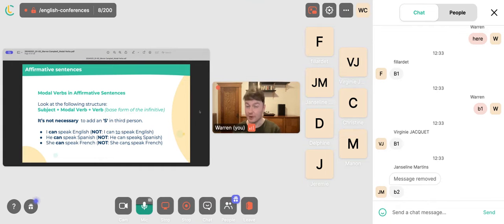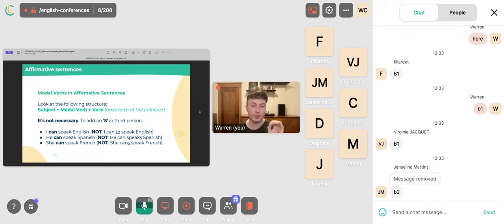So, in affirmative sentences, the structure is quite simple. We have subject, the modal verb, verb. Okay, the base form of the verb, I should say as well. It should also be noted, we do not add s to the third person. We don't do this with the modal, and then we don't do it with the verb that follows either. I can speak English. The previous point we saw, I can to speak English, does not exist. Okay, simply I can speak English.